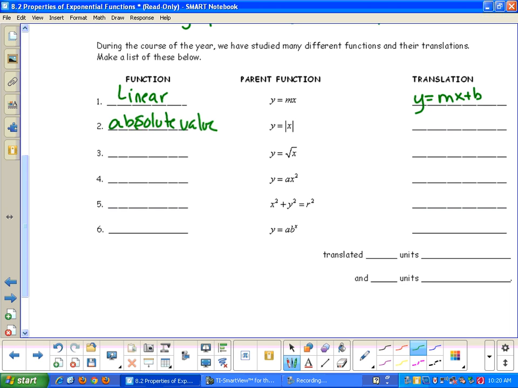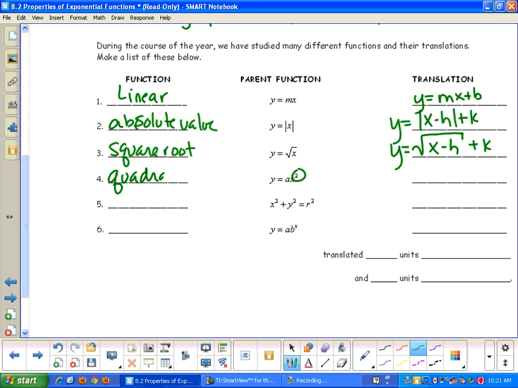And remember the translations were y equals the absolute value of x minus h plus k. For the next one, this was the square root function. And the translations for this were y equals the square root of x minus h underneath the radical and then plus k on the outside. Then we had with the square, that means we have a quadratic function, and the shape it makes, remember, is a parabola. So for this, the quadratic function, we had y equals x minus h quantity squared plus k.